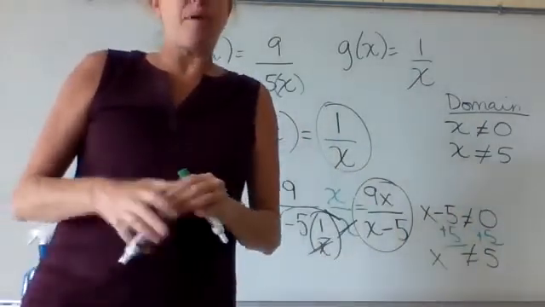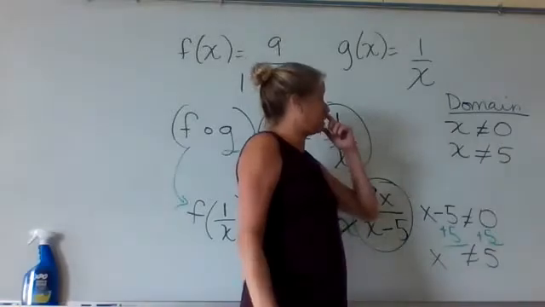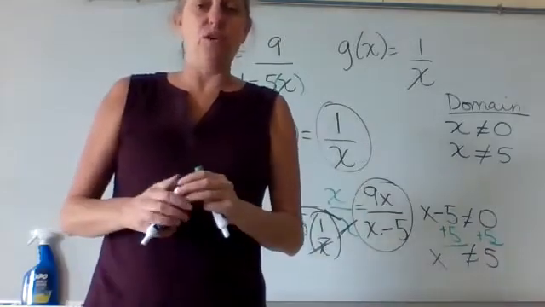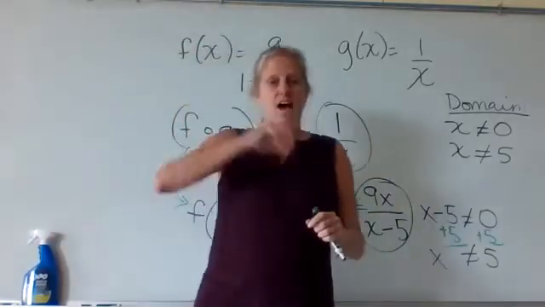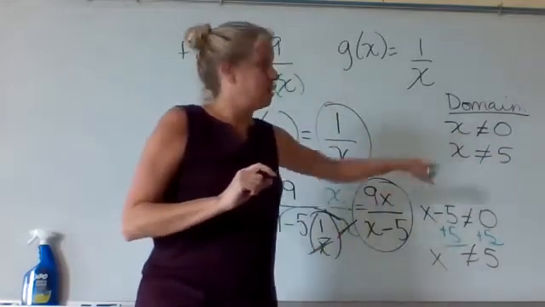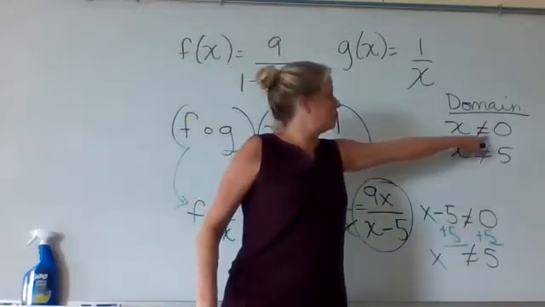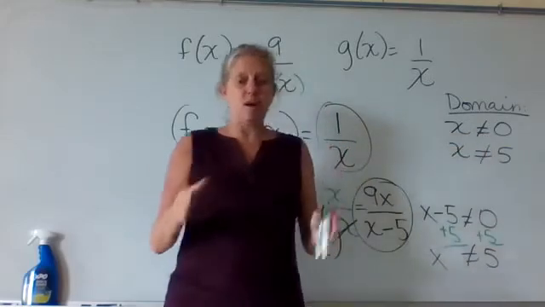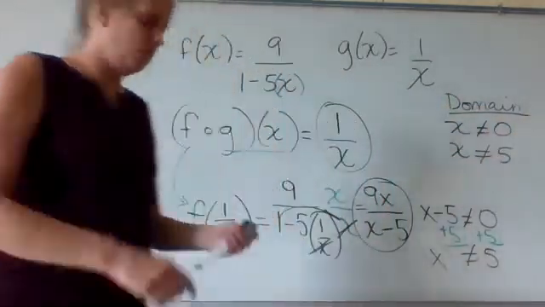Now, here's the other tricky part: it doesn't just say x is a real number and x can't equal 0 or 5. It wants you to write it in what's called interval notation, which means all the numbers on the number line from negative infinity to positive infinity except 0 and 5. So what is included? That means all the numbers below 0, all the numbers between 0 and 5, and then all the numbers above 5. So here's how you would write that.